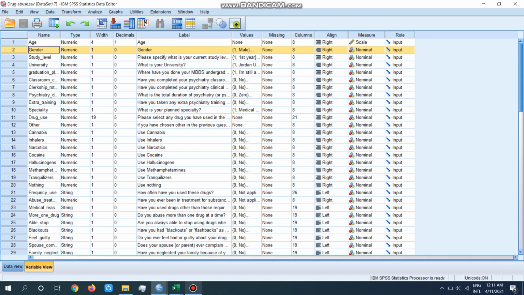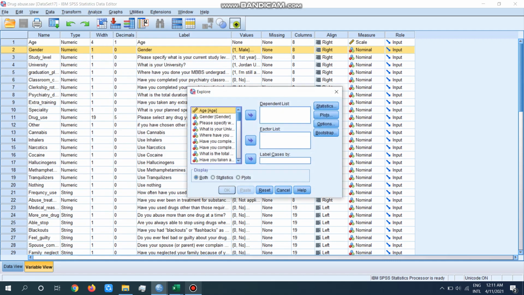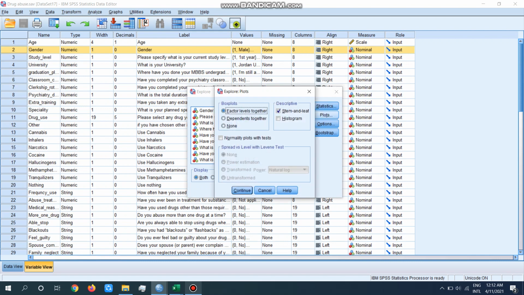Okay, and how to check for this normality? We have many ways to do this. One of these is to go to Analyze, Descriptive Statistics, and then Explore. From here I can just put the age. I will go to Statistics. I just want the descriptive statistics. I can also choose the outliers and the percentiles, and go to Plots. I will choose the histogram and tick this one, normality plots with tests.